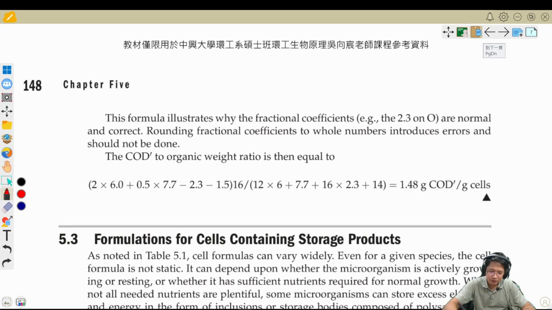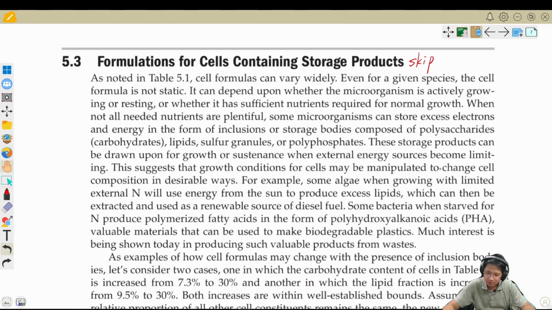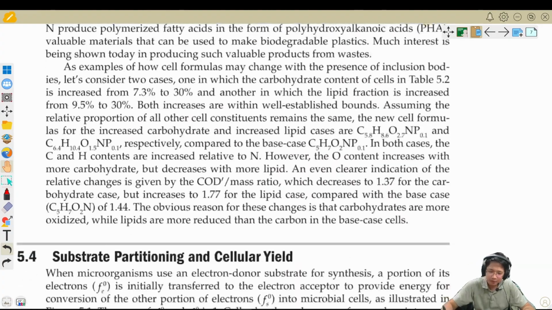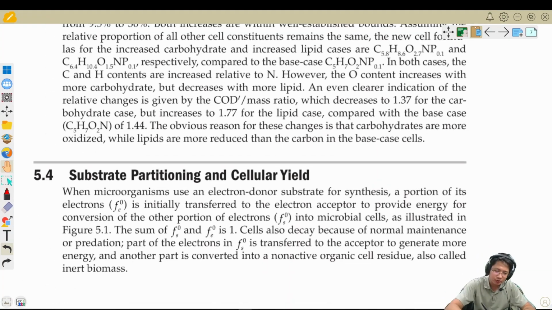We will skip the part on the formulation for cells containing storage products. That is extra information for presenting the chemical composition of the cell formula. So we will skip this one, and then jump into section 5.4 to understand the partitioning of the electrons harvested from the electron donors.